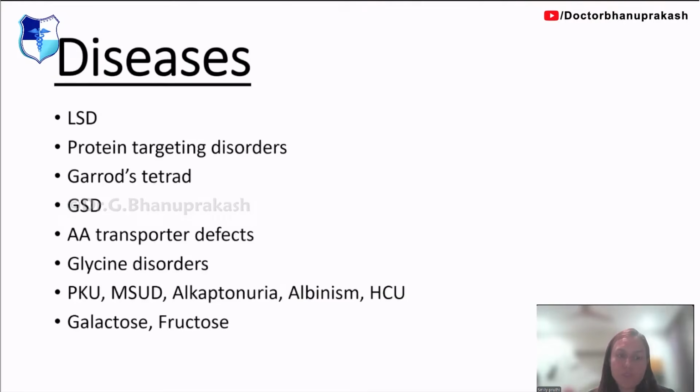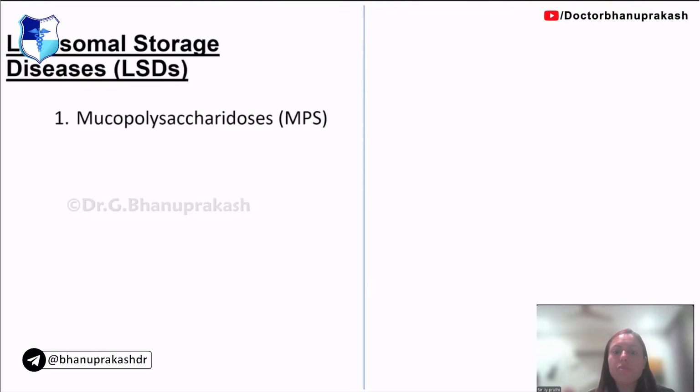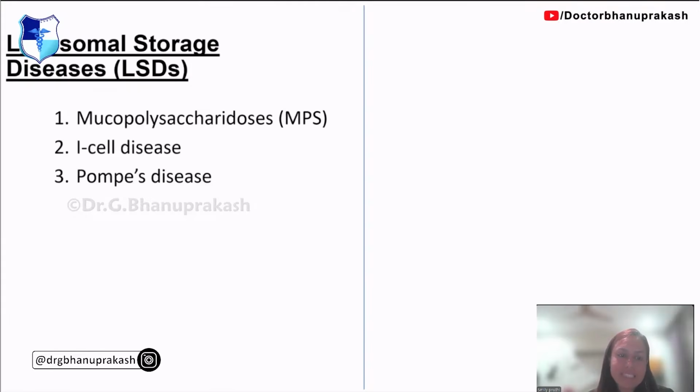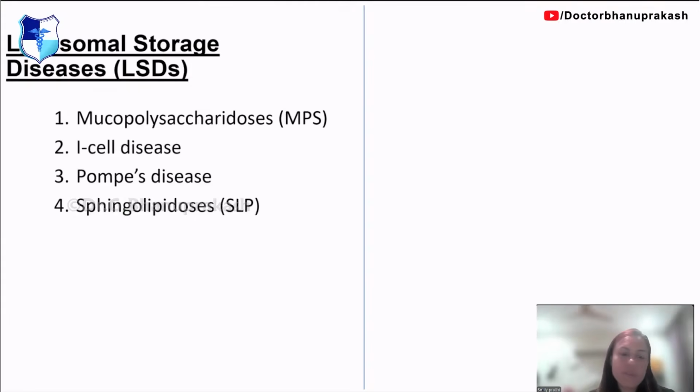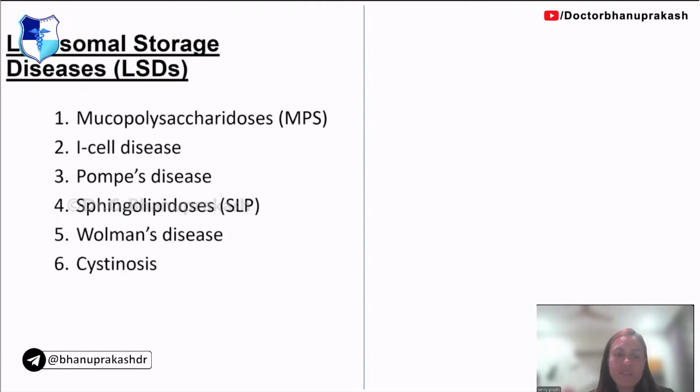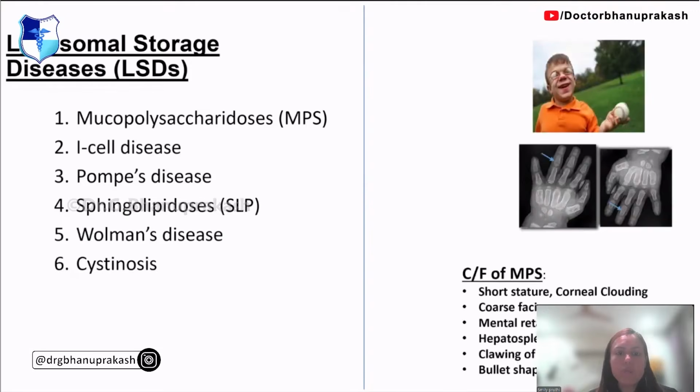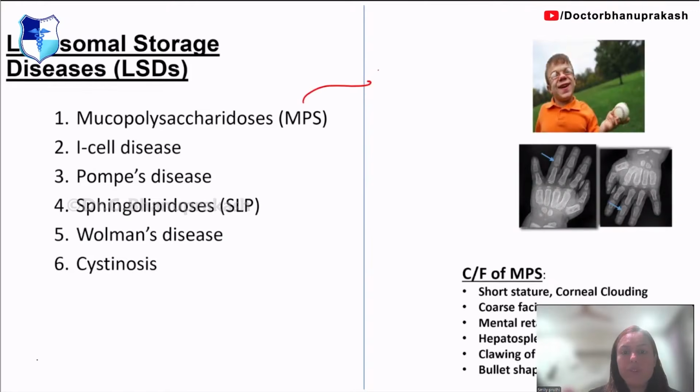First is lysosomal storage diseases. These are mucopolysaccharidosis, I-cell disease, Pompe's disease, sphingolipidosis, Wolman's disease, cystinosis. So these are the lysosomal storage diseases, which we'll be doing one by one. First is mucopolysaccharidosis, in which mucopolysaccharides will accumulate, right?